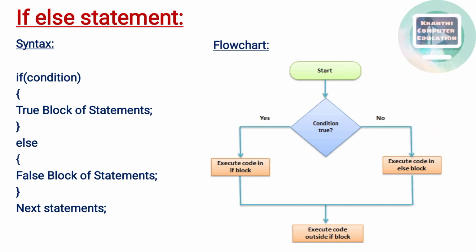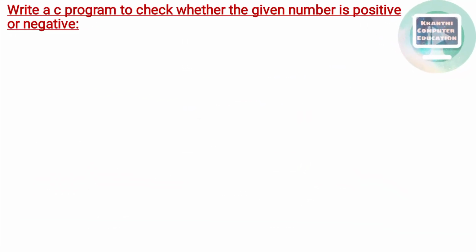Next, we will see an example C program. We are going to write a C program to check whether the given number is a positive number or a negative number.